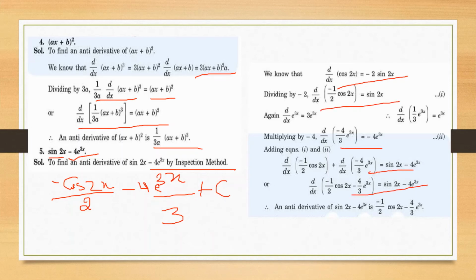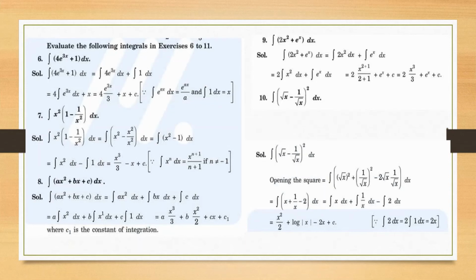Evaluate the following integrals. Let us see now: integral of (4e raised to power 3x + 1) dx. I can break it into integral of 4e raised to power 3x dx plus integral of 1 dx. The integral of e raised to power ax is e raised to power ax divided by a, and the integral of 1 dx is x. So it becomes 4e raised to power 3x by 3 plus x plus c, the constant of integration.